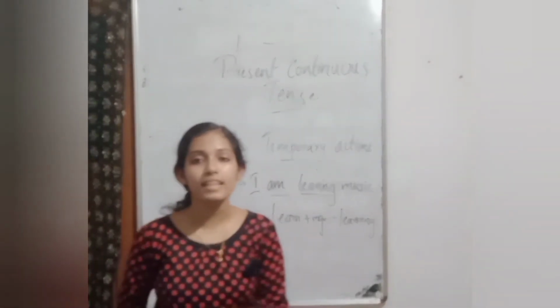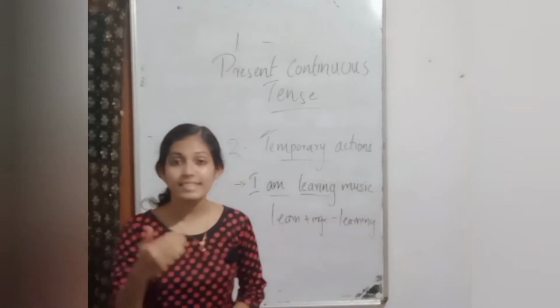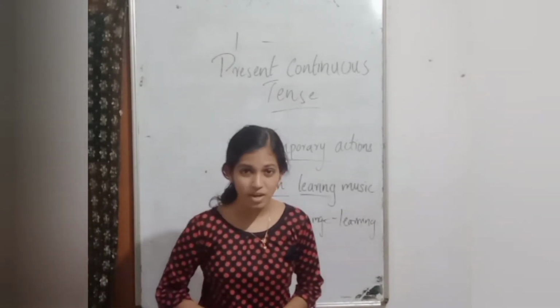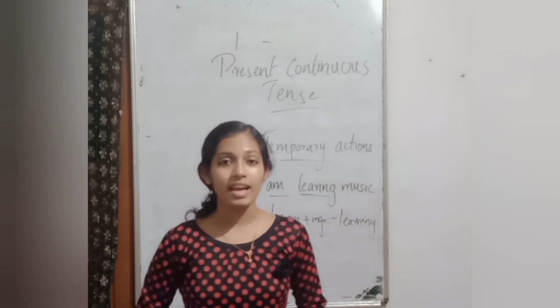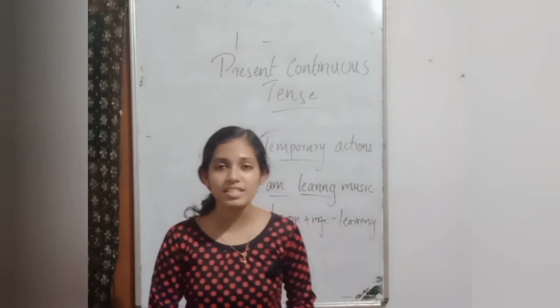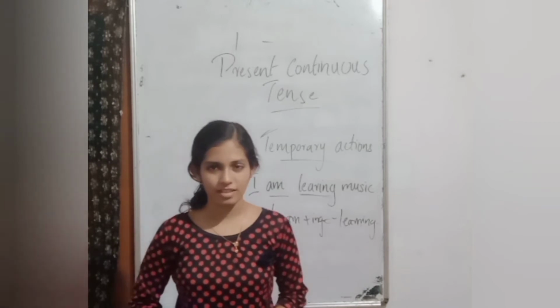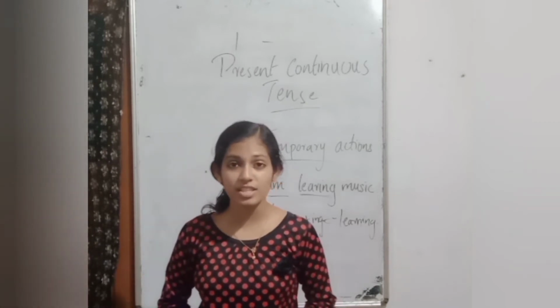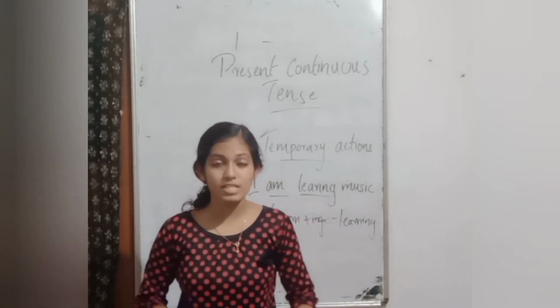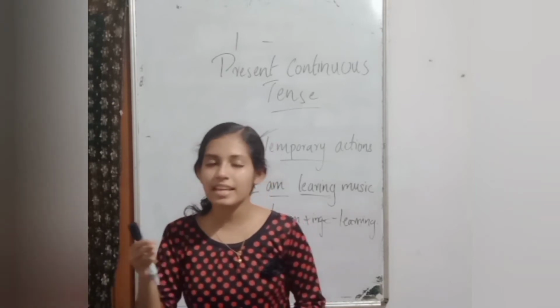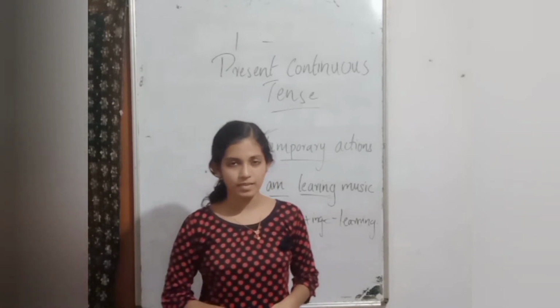We have seen the second use. We have to see the third one. Which is the third one? Can you guess? It is used to show actions which are going to happen in the nearest future. It is used to show the actions which will happen, which is going to happen in the nearest future.